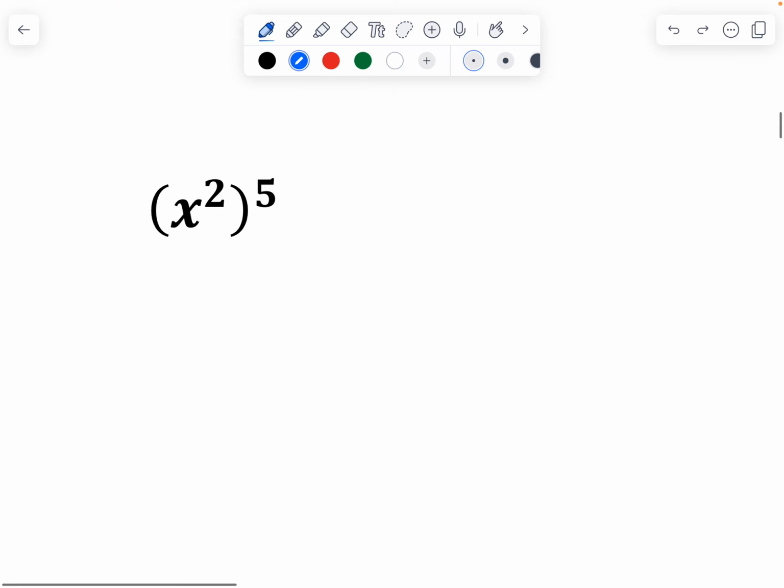Here we're basically distributing. This is power to a power. We're going to distribute in that 5 by multiplying. All right, we've got x squared raised to the 5th power. 2 times 5 is 10.